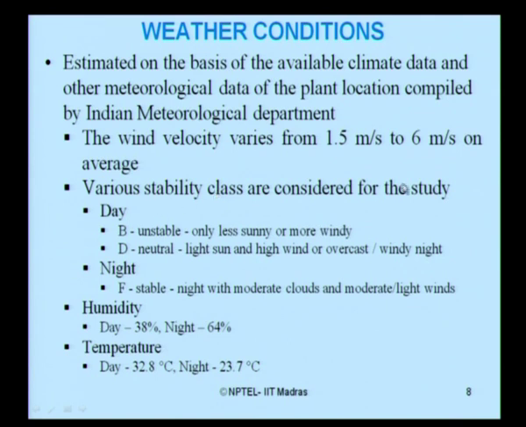These are required in the analysis using the software. I call the B class the unstable class, which means less sunny or more windy weather. I call the D class the neutral class, where there is light sun availability and high wind, or an overcast windy night. During the night I say class F is stable because it is a night class with moderate clouds and moderate light winds.